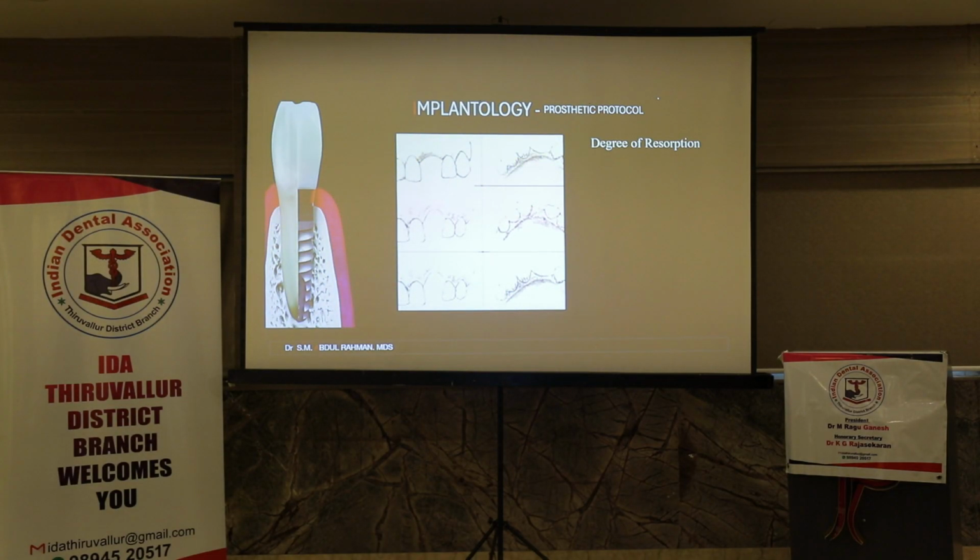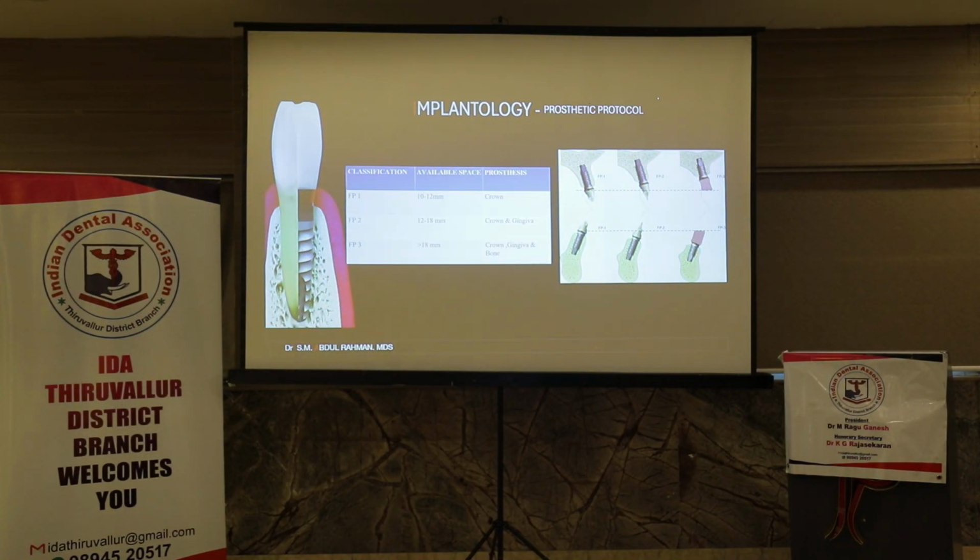So you need to know about the degree of resorption. So what is the degree of resorption? The first picture shows that the resorption should be only 10 to 12 mm. If the resorption is 10 to 12 mm, you can give only teeth. At 12 to 18 mm, you have to replace crown and gingiva. Above 18 mm, you have to replace the tooth, gingiva and bone. Above 18 to 20 mm, you can't replace with an implant or fixed prosthesis. You have to go with a removable denture, RPD or CD. Okay, this is called the fixed prosthesis classification.